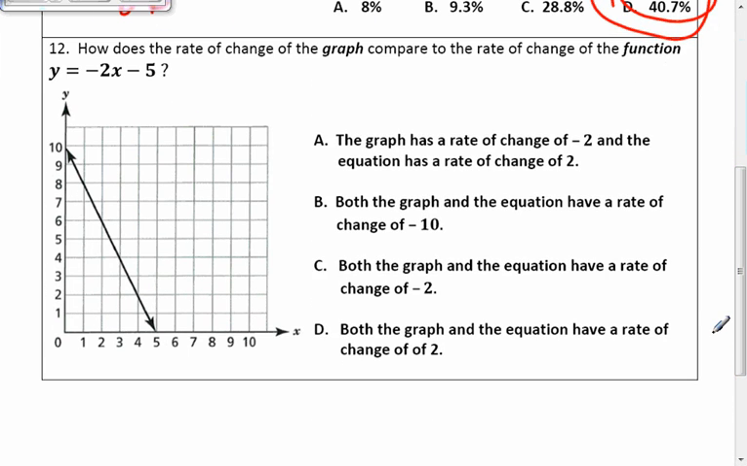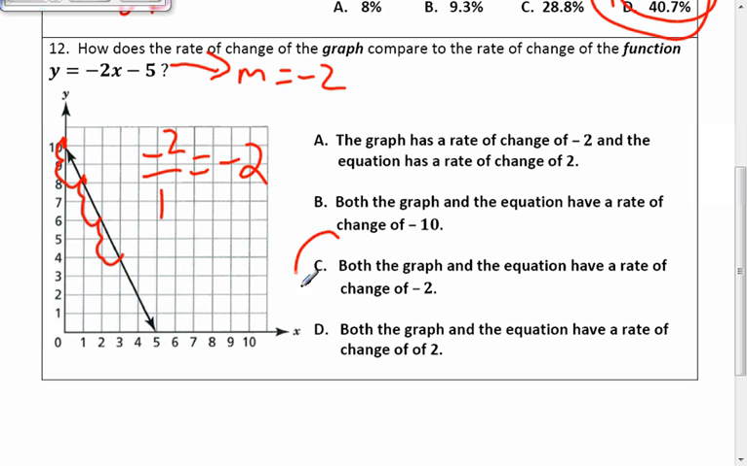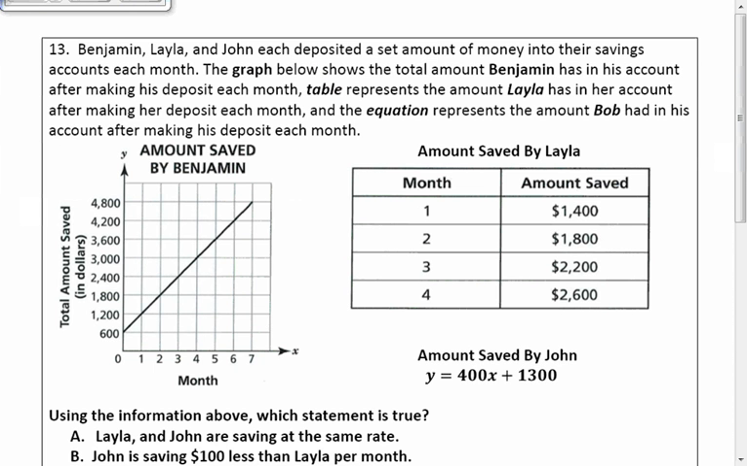Number 12, how does the rate of change of the graph compare to the rate of change of the function? Well, this function has a rate of change of -2, and our graph has, let's see, rise over run. Down 2 over 1. So down 2 over 1 equals -2, so they're the same. Both the graph and equation have a rate of change of -2. Careful with your negatives and positives tomorrow.